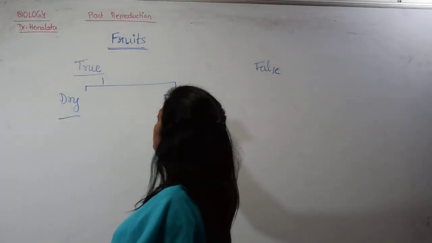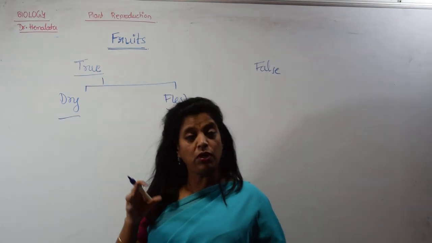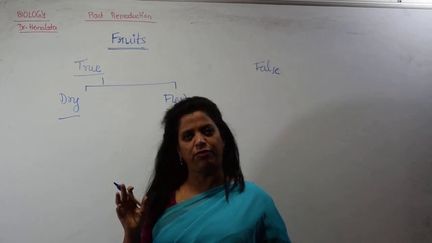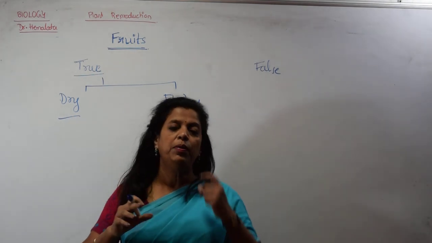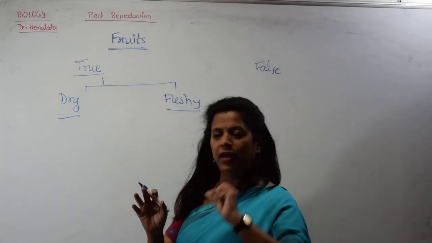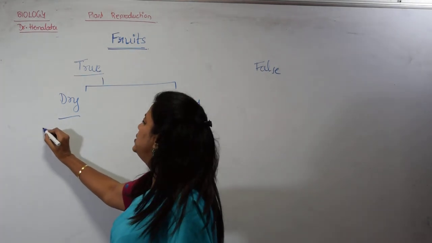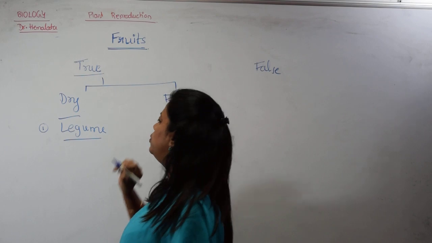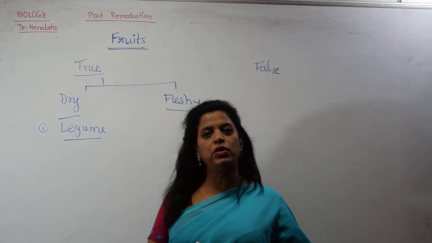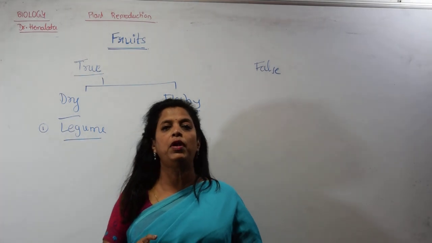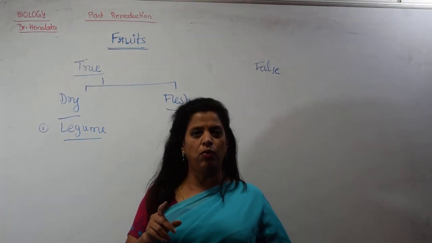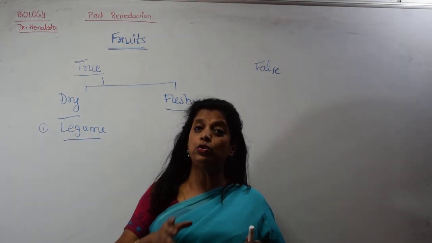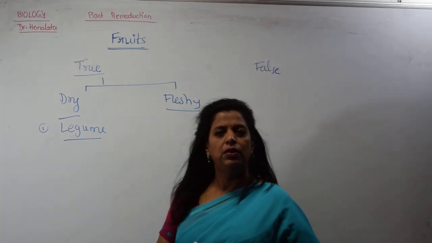What are dry fruits? The fruits whose outer covering, the pericarp, is dry and not edible. This is called the dry fruit. Fleshy fruits are those whose pericarp is fleshy and edible. For example, for dry fruit I will give you the legume fruit. Biologically, I will tell you what a leguminous fruit is. The fruit that develops from a monocarpellary unilocular superior ovary, containing ovules on marginal placentation, but it dehisces through two sutures. That's the definition for the leguminous fruit.